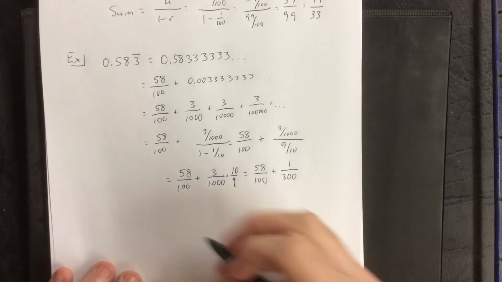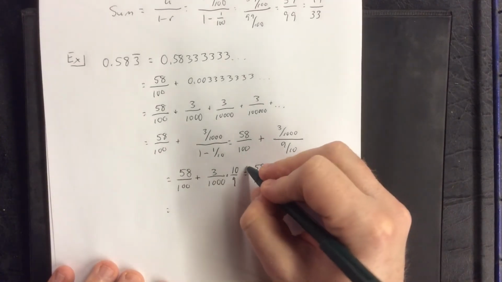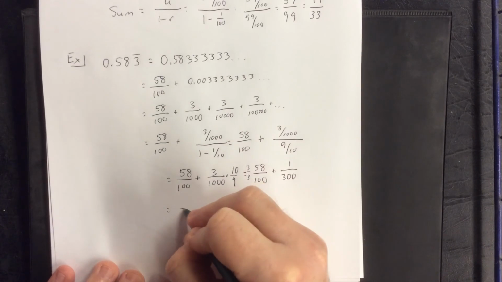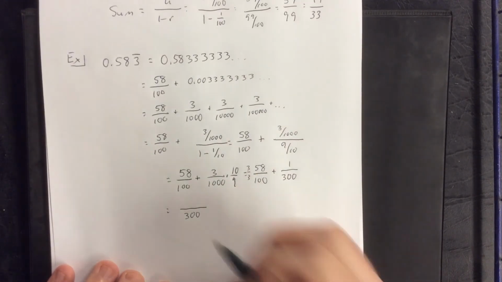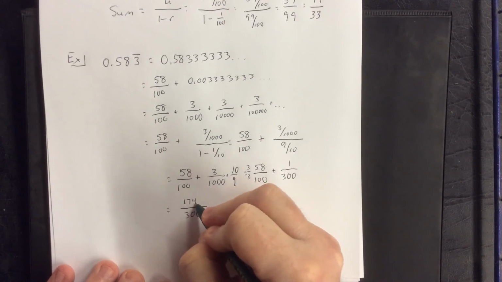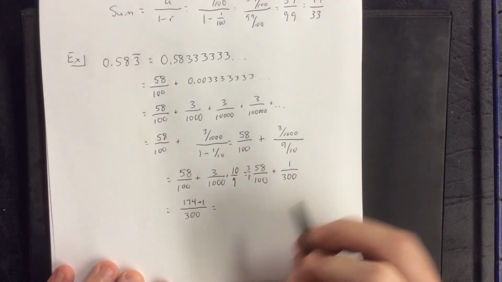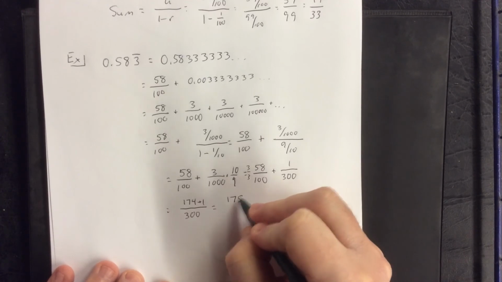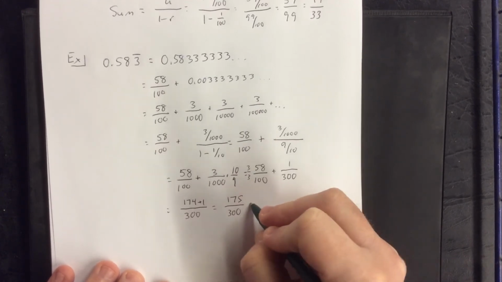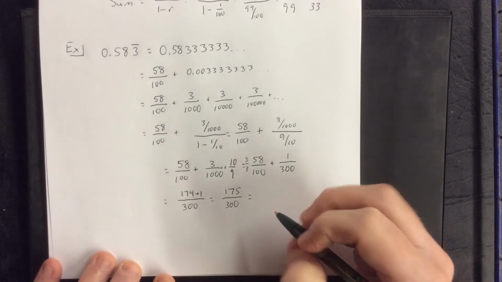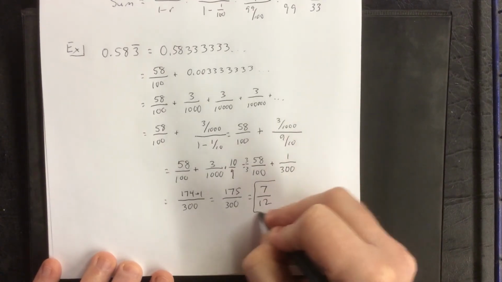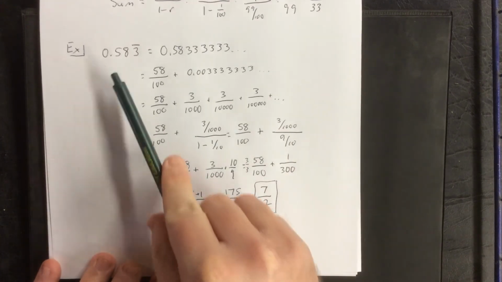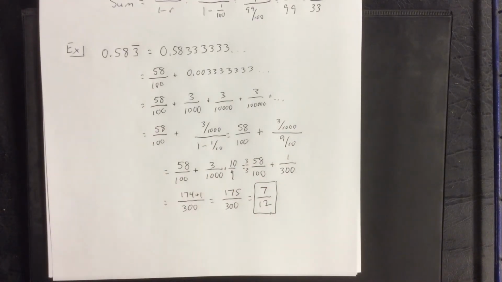For a common denominator, I'm going to multiply the first fraction by 3 over 3, so that we can have 300 for our denominator. 3 times 58 would be 174, plus the 1 from the second fraction. That'll be 175 over 300. Dividing top and bottom of this fraction by 25, we get 7 on top and 12 on the bottom. So 0.58 followed by a repeating 3 would be 7/12. Try some for yourself.